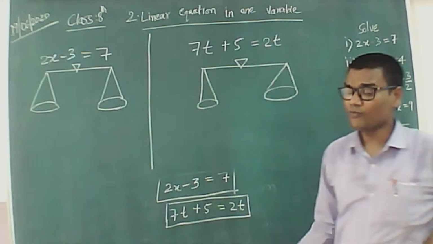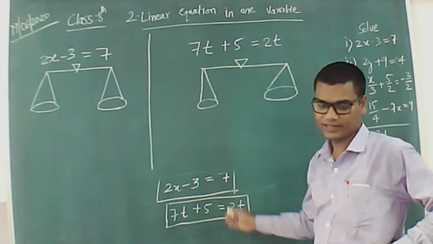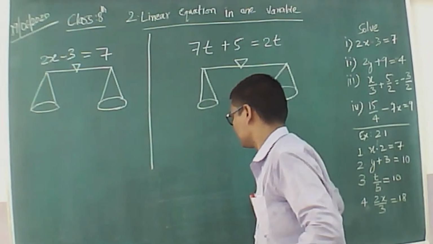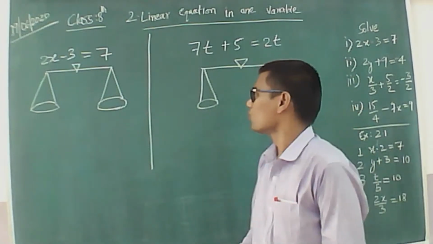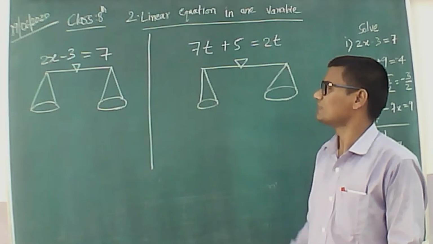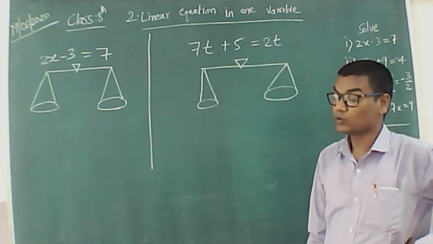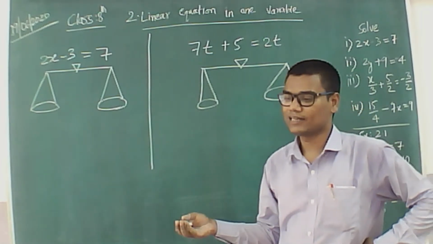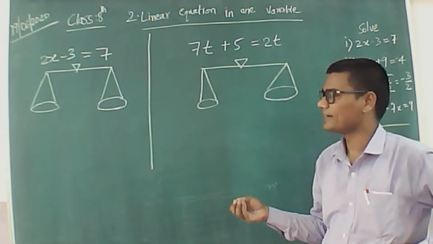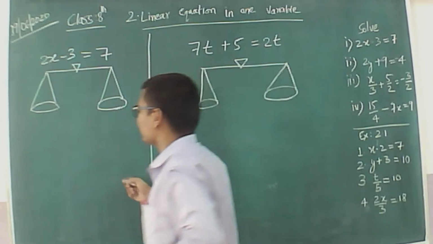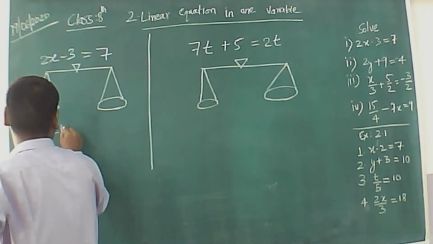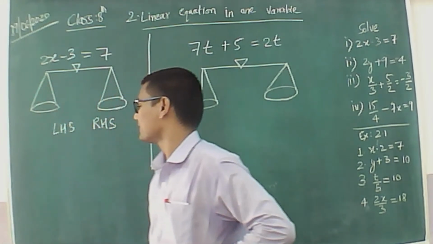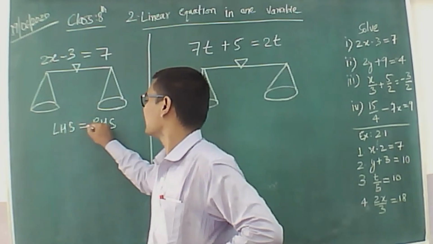Okay, so for finding out the solution of these two linear equations I have noted here, to find the solution for these two linear equations in one variable, we will imagine that both the sides, that is LHS, left hand side, and RHS, the right hand side, are balanced. We will assume that LHS and RHS are balanced, which means they are equal.